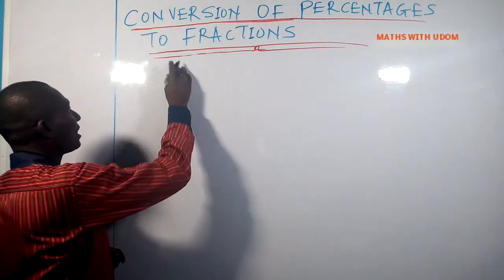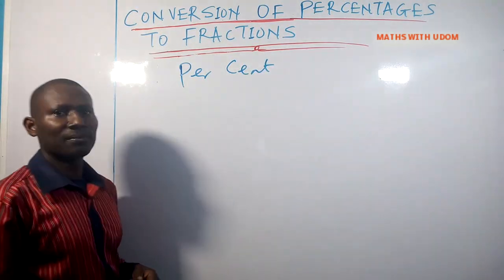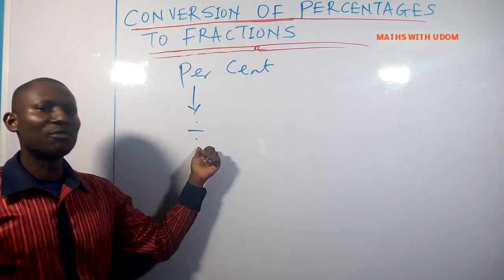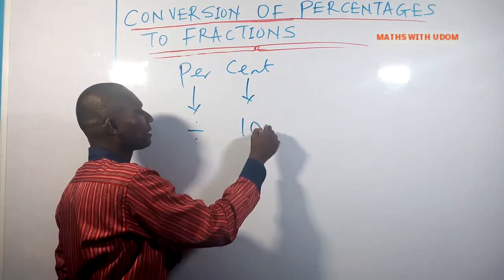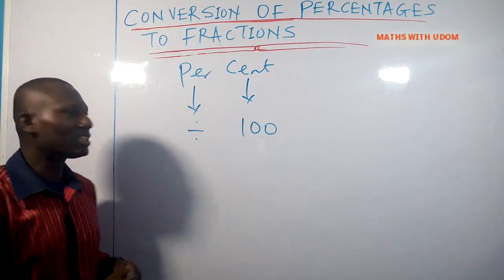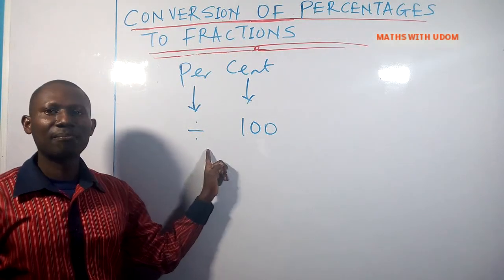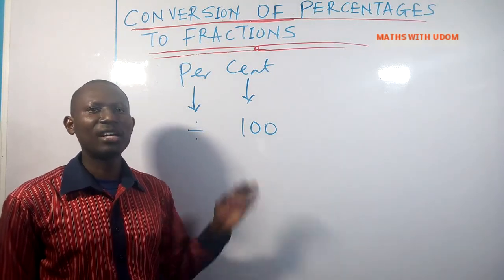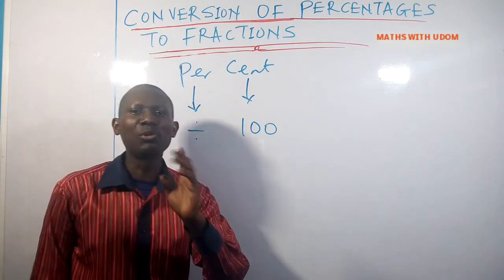From the word percent, the word per represents divided by, while the word cent means 100. Per is divided by, cent is 100. So by the time you match the two of them together, it simply means divided by 100. That is why we divide any given percentage by 100. That is the simple rule to follow.